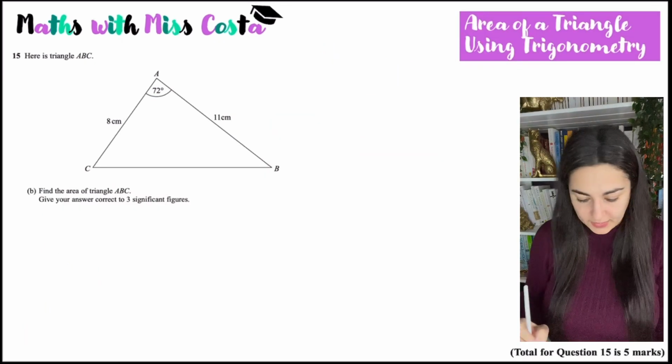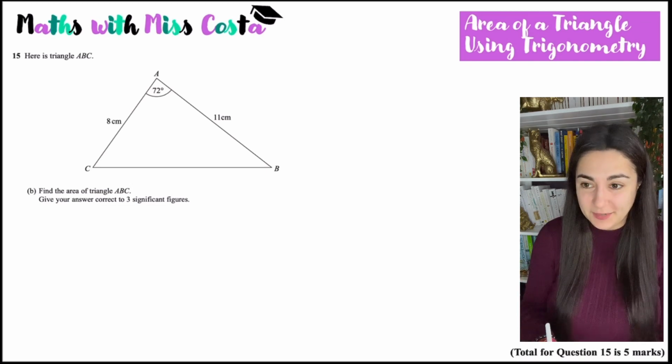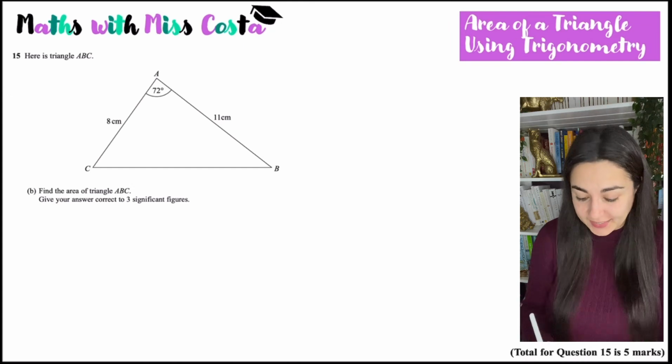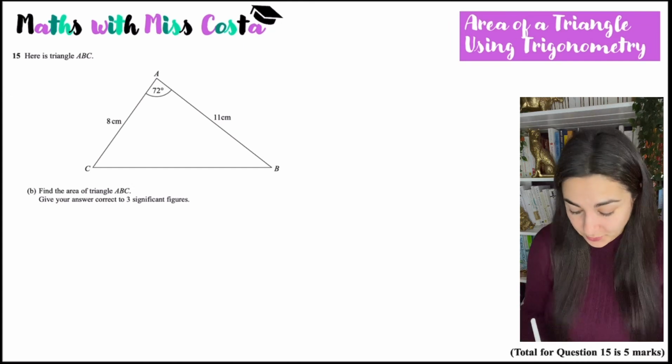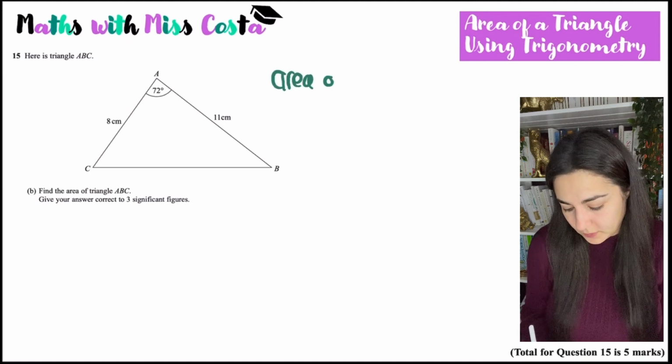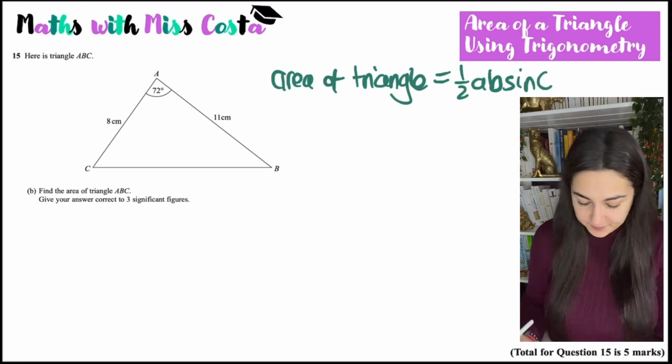So this is a non-right angle triangle. So that's why it's really important. It's not just going to be base times height divided by 2, because this is non-right angled. So the formula for the area of a non-right angled triangle is half AB sine C.